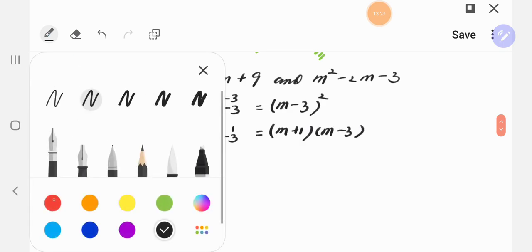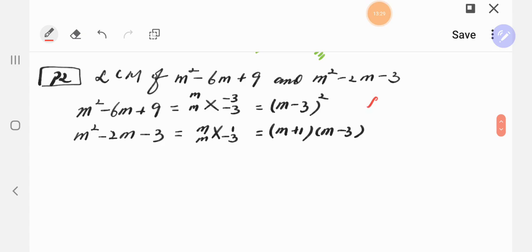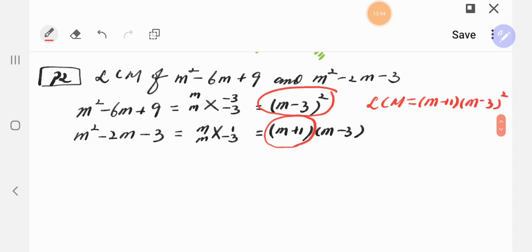Now let's find the LCM. Okay, what's the LCM? We have m plus 1, which is the only one factor, so that's the largest one. And then m minus 3. m minus 3 is a factor, but one of them has the power 2, so that's the largest one, so we'll select that one. So the LCM is the product of these two selected factors.